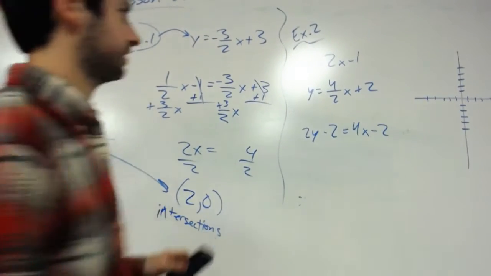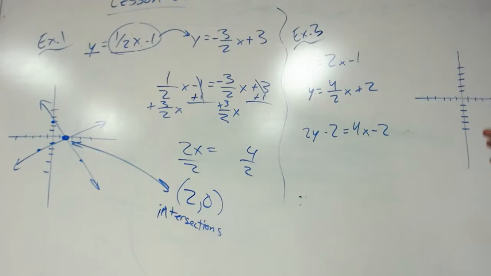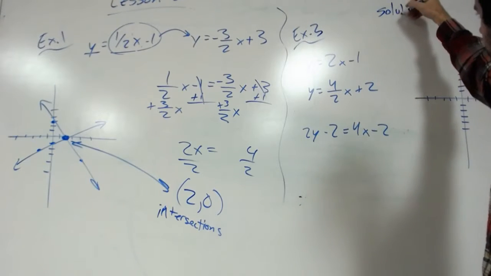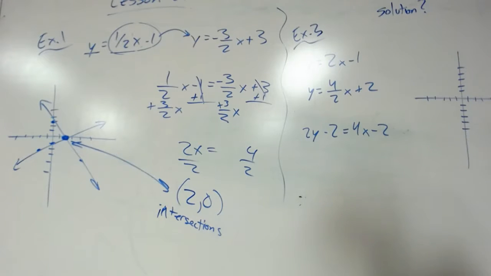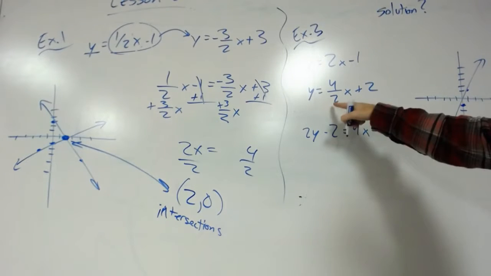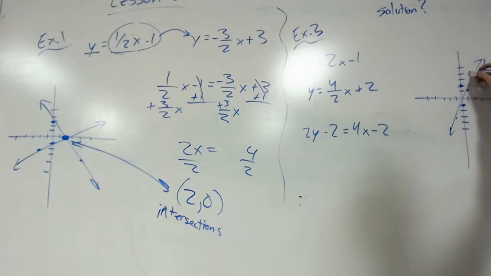This is actually example 3, I believe. Example 3 says graph this linear system to determine if there is a solution. So we're going to see if there's a coordinate where these lines intersect. I'm going to start by graphing them. y equals 2x minus 1. Here's negative 1, up 2 over 1, down 2, down 1. Okay, my line's something like that. 4 over 2 reduces to 2. So positive 2, then up 2 over 1. Okay, there's the other line.